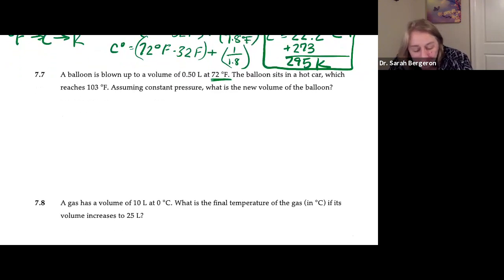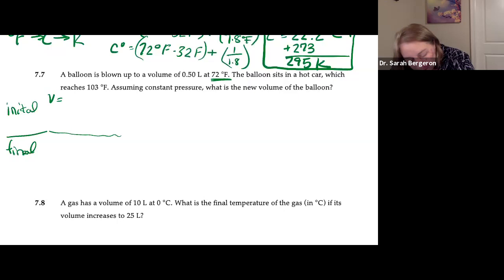Okay, so let's talk about our conditions. We know we have initial and we have final. Initially our balloon is blown up to a volume of 0.5 liters. And we had a temperature, we did all that conversion, and we got 295 Kelvin. The balloon sits in a car that reaches 103 degrees Fahrenheit.